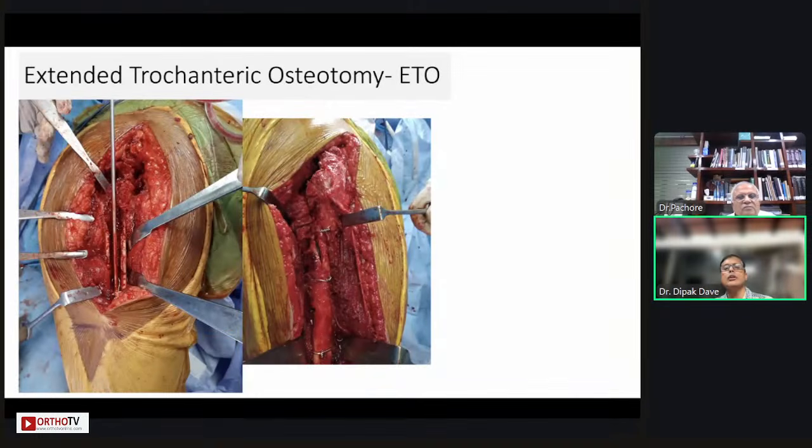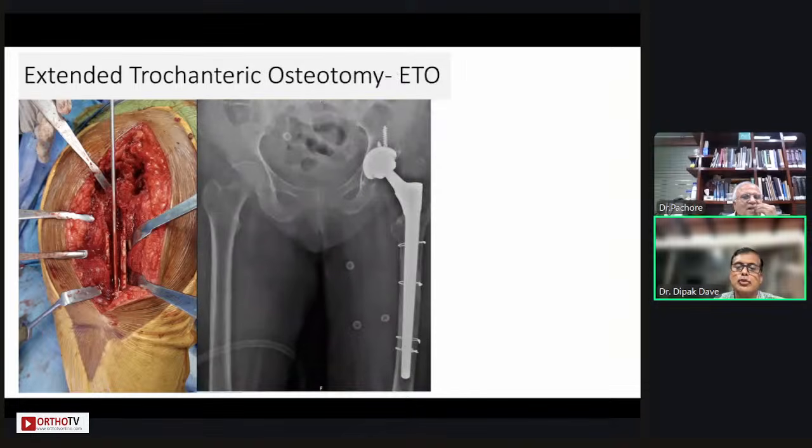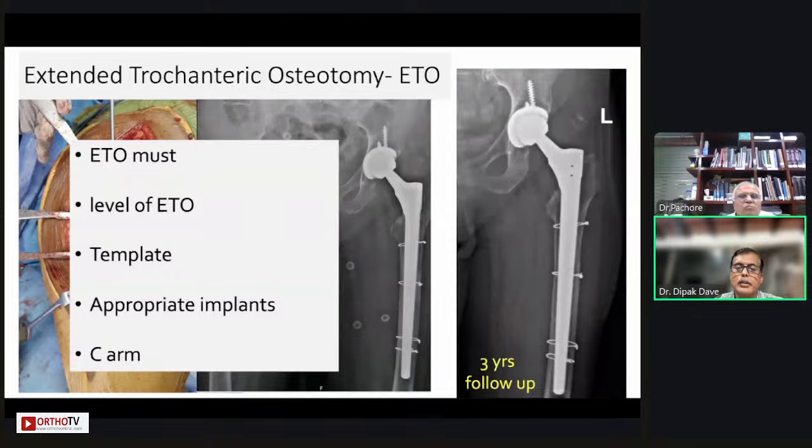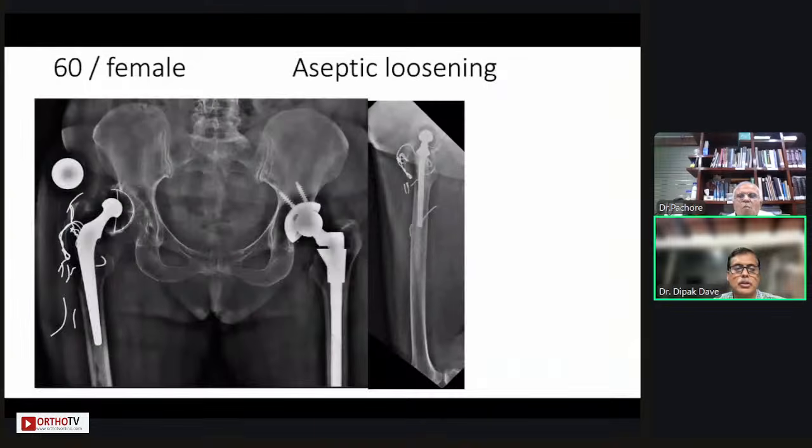ETO. The moment you do an ETO, you have to plan with a longer stem. You cannot do it with the shortest 190 stem. Here I have used a 225 Wagner distal loading stem and rewired the ETO portion. 3 years follow-up, patient is doing well.